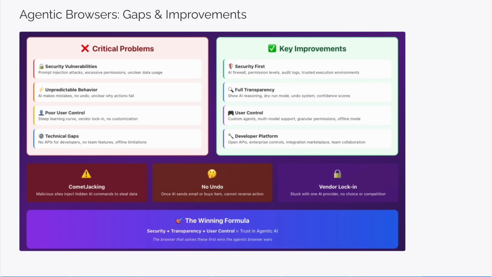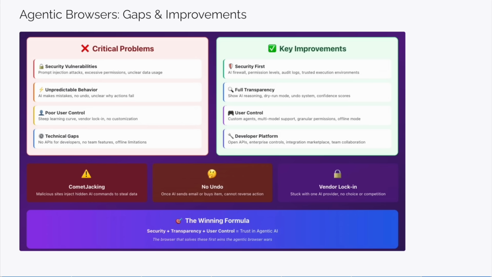Then there is some unpredictable behavior, like there is no undo, no transparency about why this is being done. Some browsers like Comet are taking care of them, but of course the AI is not completely fleshed out. Sometimes there is poor user control. Often you're locked into one provider, you cannot move from one browser to another browser. And then there are some technical gaps. There are not many APIs available for developers to start building on, and I don't think there is offline support available. For example, if you don't have internet, does your browser still offer it? So these don't exist. But the path to improvement is clear.